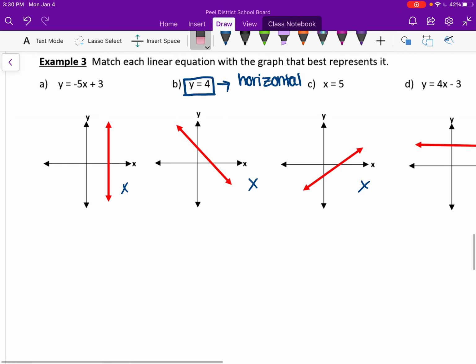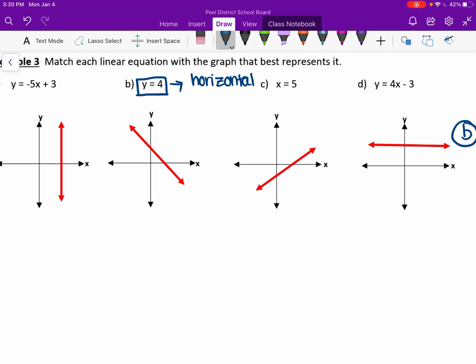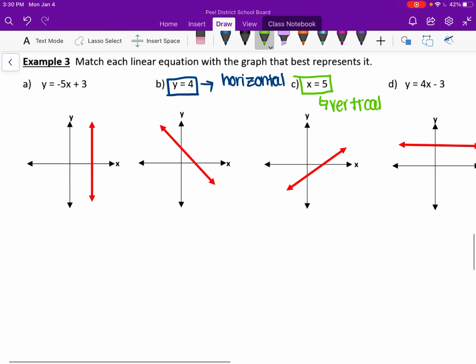And this is how you do multiple choice for a test or quiz or matching. I know that x equals 5 represents a vertical line. I know that x equals any number represents a vertical line. I know it's positive 5. It's going to intercept at positive 5 here. So I know that C is this one.